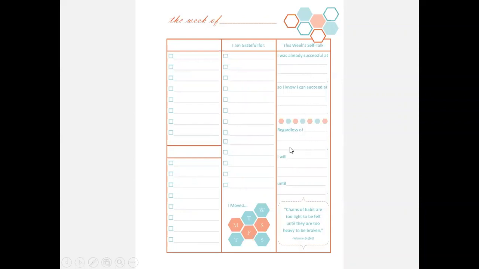And then this one here is another great one. Regardless of blank, I will blank until blank. And this is just really a reminder not to give up. So regardless of how I feel, regardless of if it doesn't work out this week, or I'm not successful this week, or I have a bad week or whatever, I will still do these things until this happens. So I have a lot of fitness goals. So mine a lot of times will read, regardless of how busy and hectic things get, I will do my minimum baseline exercises until I am the size I want to be, or the strength that I want to be, or whatever the goal might be for that.